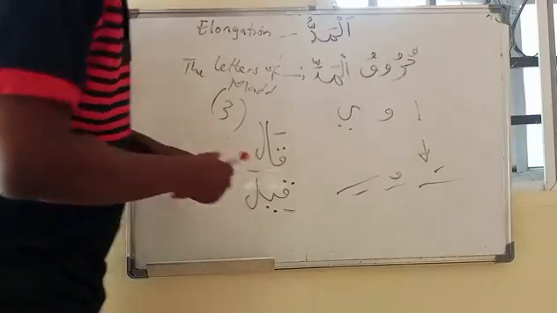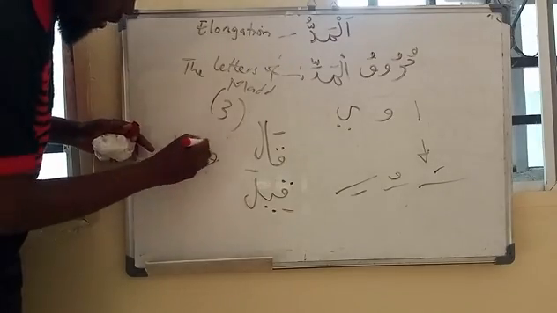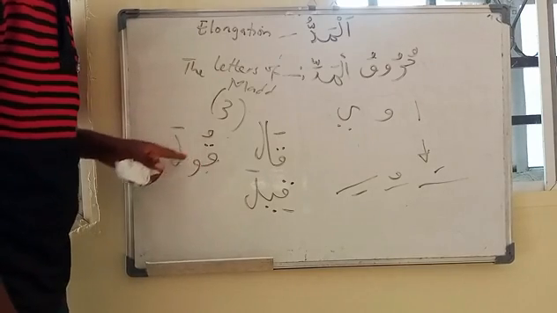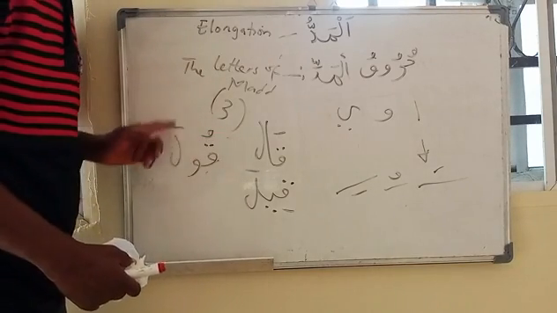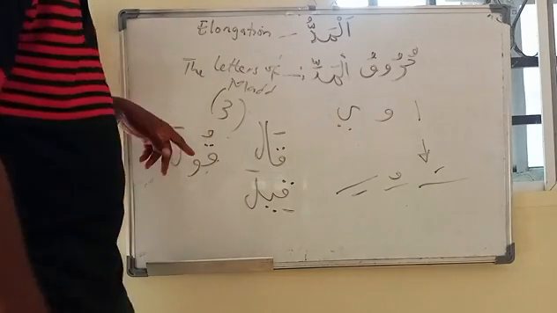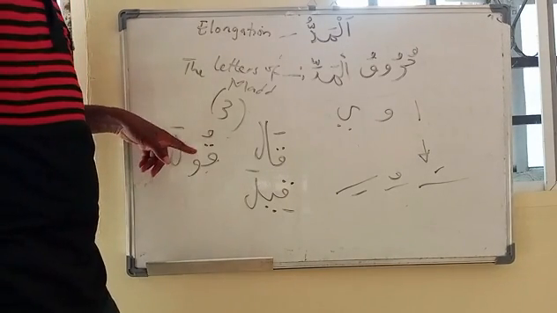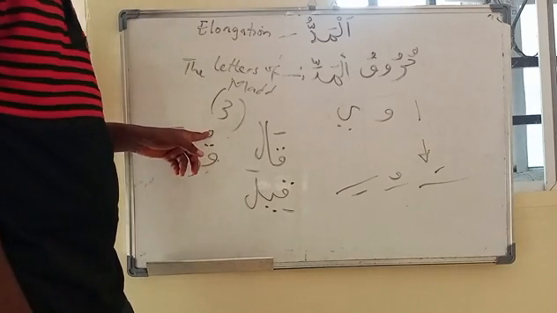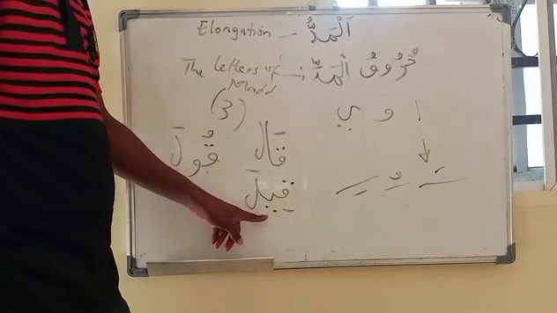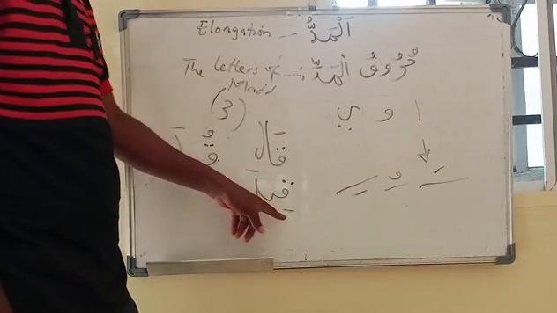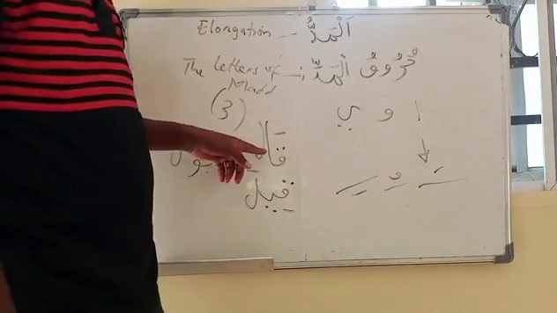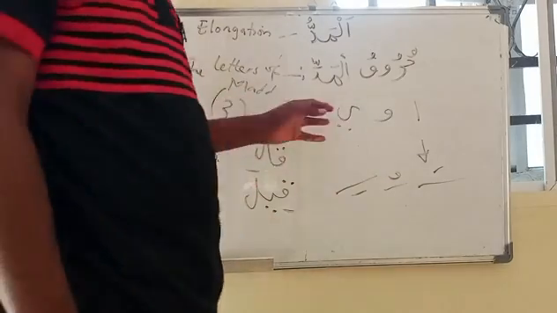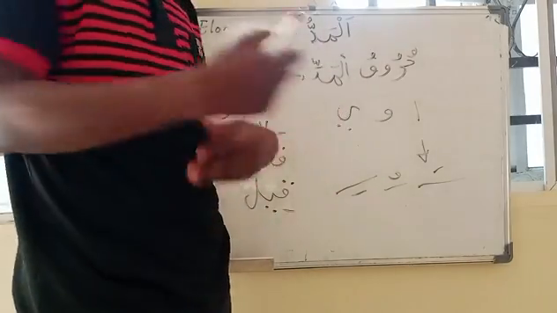And similarly, supposing you have a word like cooler. We say ku with damma, waw madda, cooler. You understand? So this is a waw madda, a waw with sukun preceded by a letter with damma. Ya madda, a ya with sukun preceded by a letter with kasra. Alif madda, an alif with sukun preceded by a letter with fatha. So these are the three letters of al-madd, three letters used in elongating the vowels.